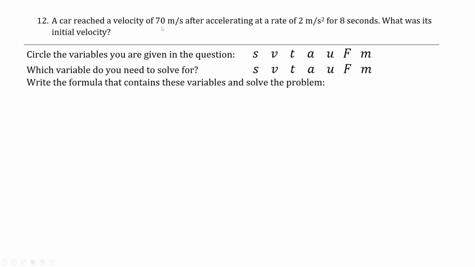Car reached a velocity of 70 meters a second after accelerating at a rate of 2 meters a second squared for 8 seconds. What was its initial velocity? So we've been given a velocity, a time, and acceleration. We need to find initial velocity. So V equals u plus at again. Even I'm getting bored with how often this one's in there.